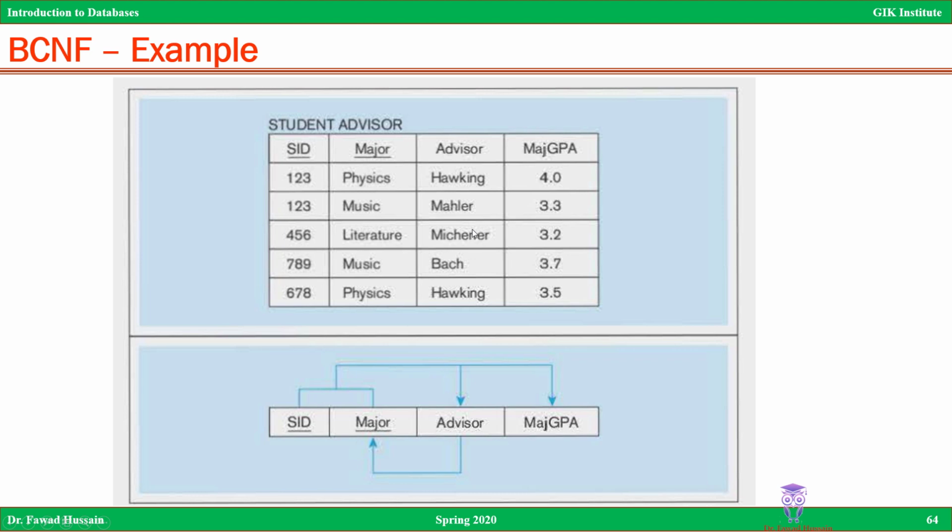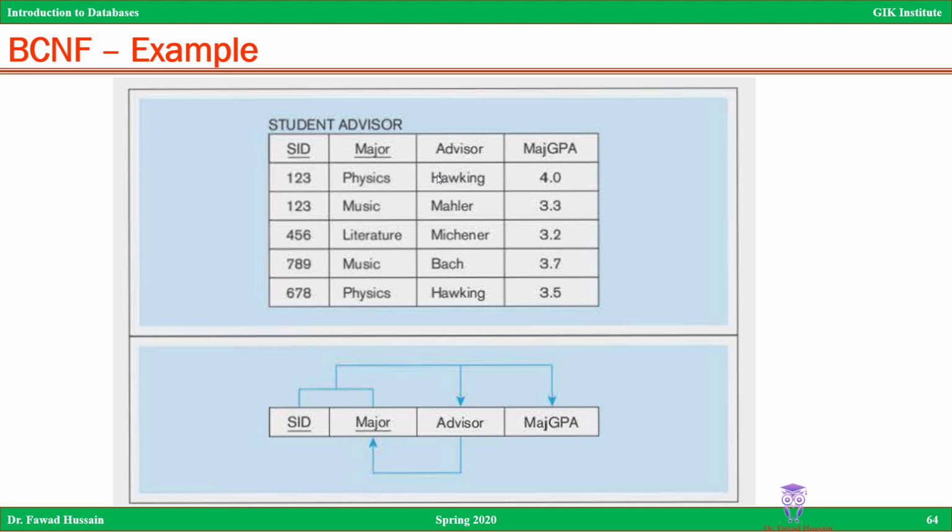The problem here is that if you look at this dependency diagram, you can see that the student ID and the major are determining the advisor and the GPA, but there's also another dependency here, and that dependency is that the advisor is linked to the major. So for instance, if you have me as an advisor and I am a faculty member of CS, then this is becoming redundant information.